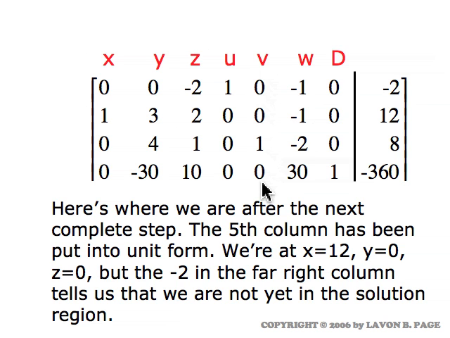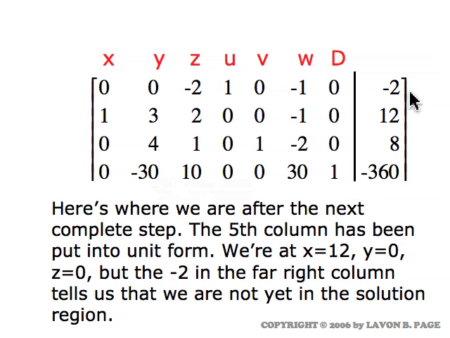And at this point, notice that we still have a negative in the far right over here, so we're still not in the solution region. If you wanted to talk about the spot in three-dimensional space where we are located, it's where x is 12, y is 0 because its column is not in the basic form, and similarly for z. But in any case, we're not yet in the solution region, so we have to repeat the process.